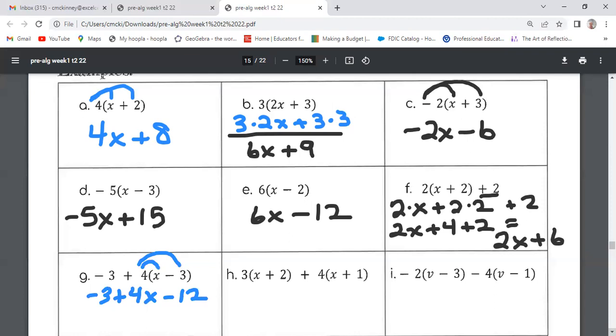Now we can combine like terms. There's only one term that has a variable, 4x. 4 would be the coefficient of the variable. And then -3 and -12 are like terms. We can add those together. They're both negative. That gives us -15.